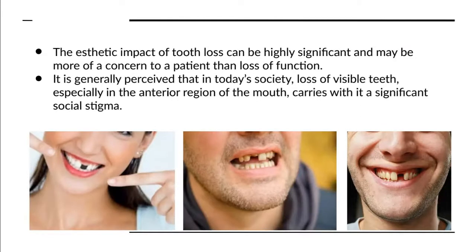And the next thing is the aesthetic impact of tooth loss can be highly significant and may be more of a concern to a patient than loss of function. So when a patient loses the front teeth, it becomes a social stigma. He cannot move in a society. She will have a lot of problems. You can see some patients, particularly in the clinics, when they smile, they put their hand in front of their mouths so that they conceal their mouth. They cannot show their mouth. So all these are social stigmas. They will have these problems, and once you rehabilitate them, you are bringing them back to life.